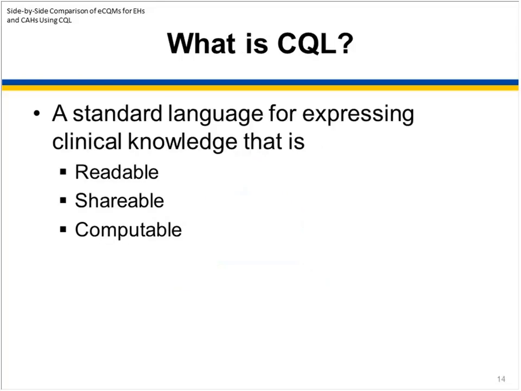So then what is CQL? It's a standard language for expressing clinical knowledge that is readable. It's intended to be something that domain experts can look at and understand what criteria are being represented. It's shareable, meaning that we can distribute it electronically from machine to machine. And it's computable, meaning that it has enough semantics that we can describe all of the types of measures that we want to perform and do so in a way that can be understood by machines to perform the computation.